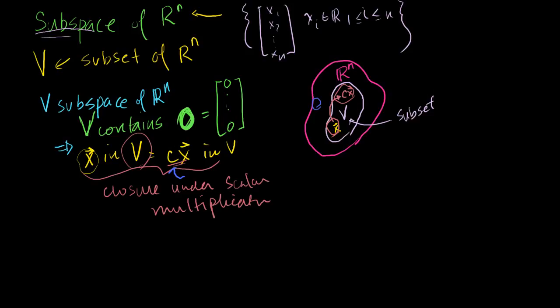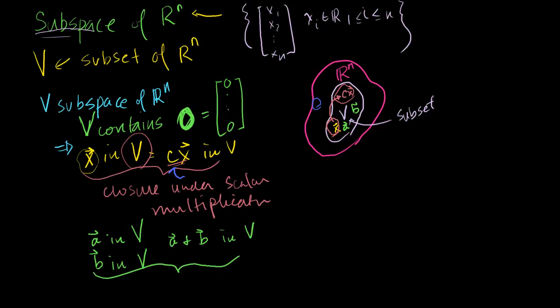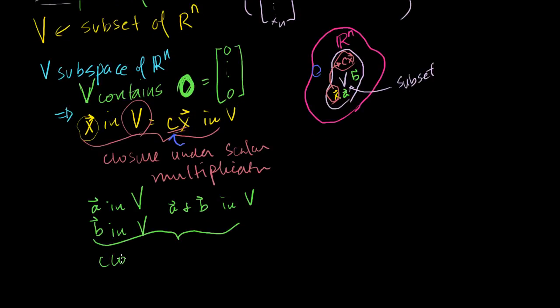The other requirement is this. Let's say I have vector A in here, and I have vector B in here. If vector A is in my set V, and vector B is in my set V, then if V is a subspace of Rn, that tells me that A plus B must be in V as well. So this is closure under addition. Let me write that down. Closure under addition.